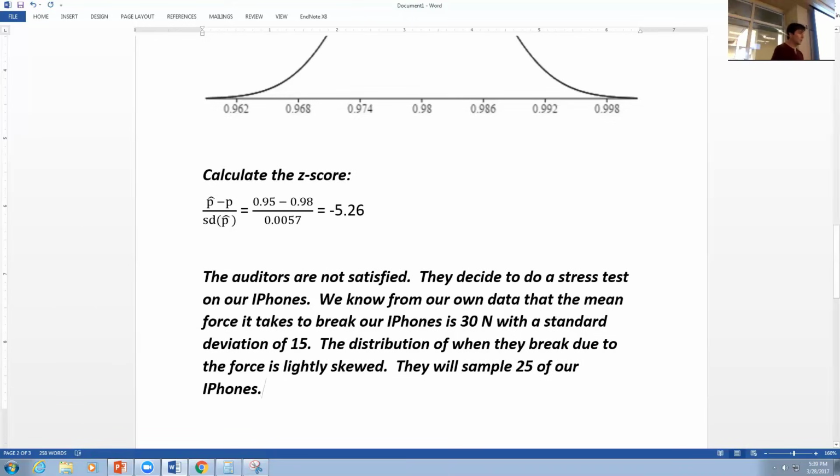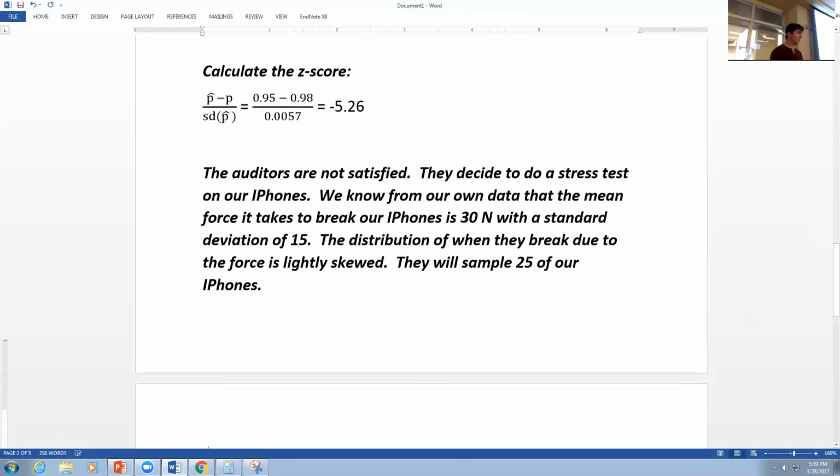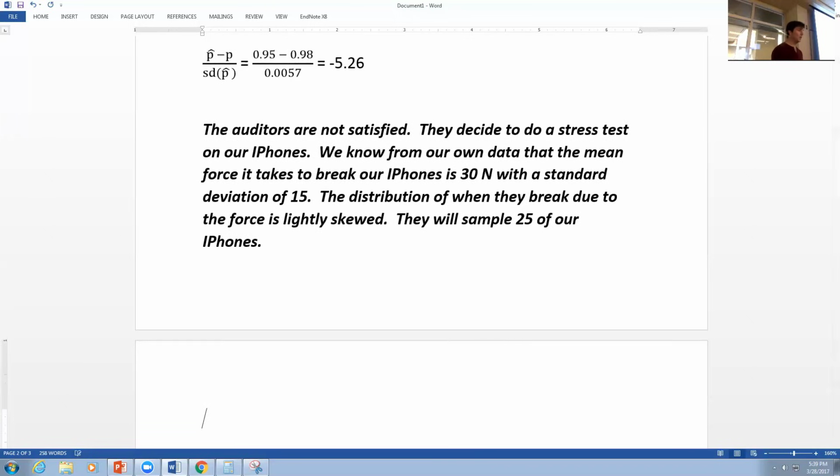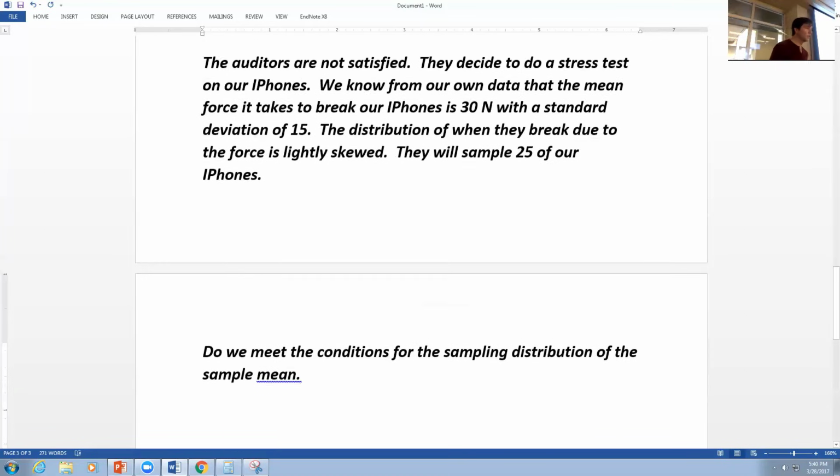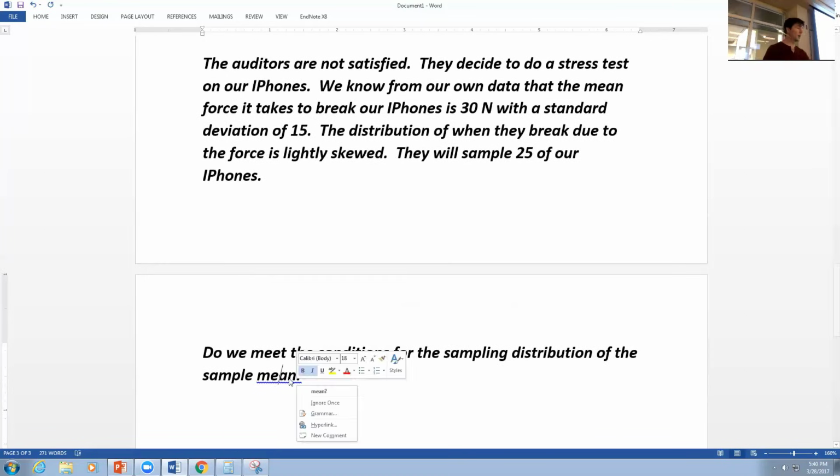Okay, so let's check the conditions to see if we can model this. The first thing could be, do we meet the conditions? So do we meet the conditions for the sampling distribution of the sample mean? Condition 1: Random. So I have to update my question here. It doesn't say random, so watch out if it doesn't.